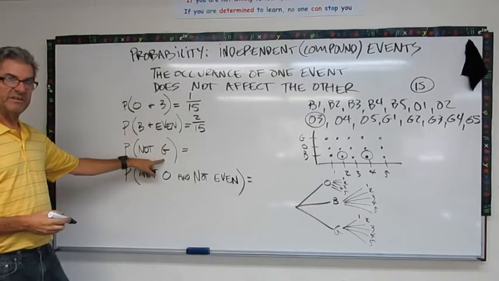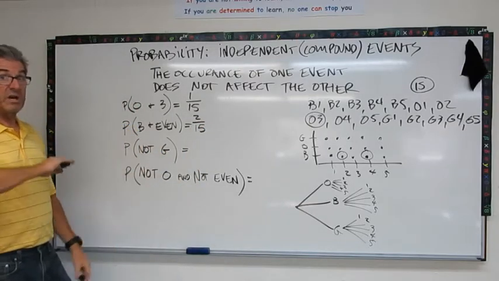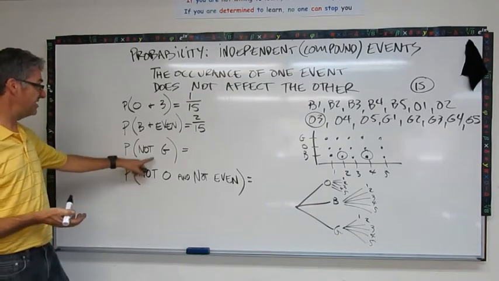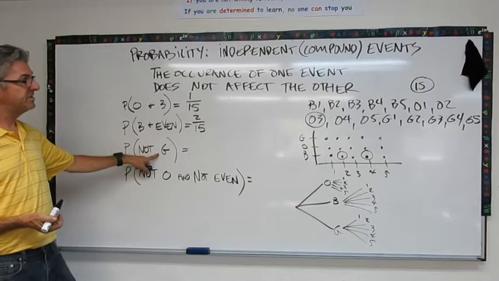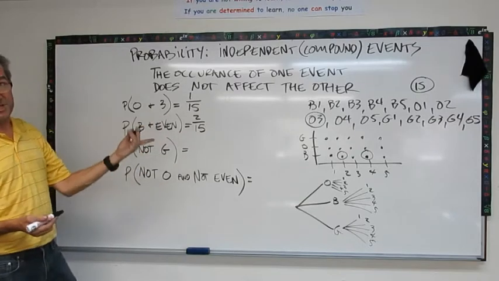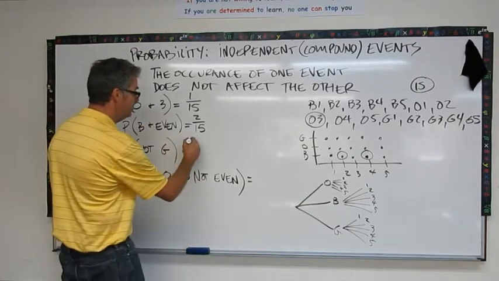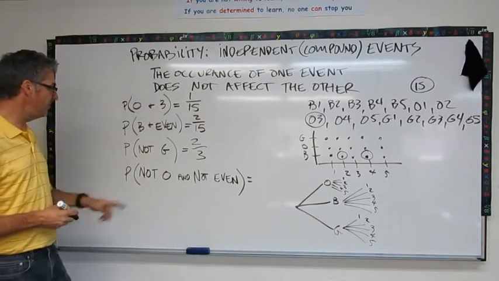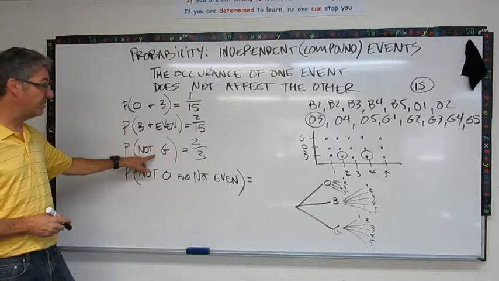Not green. So technically, we don't care about the spinner on this one, right? We don't care. It just has to not come up green. So what's that going to be? I really only have 3 colors, so that's going to be 2/3. Okay, so that was a little bit more simple. This one actually doesn't care about the spinner.